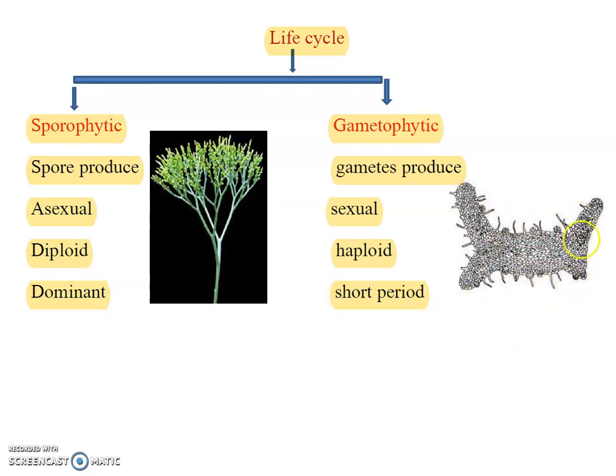This is subterranean, the underground part. This is the aerial one. So these are some differences between the sporophytic and gametophytic stages of Psilotum. The sporophytic stage is dominant, and after the sporophytic stage the gametophytic stage occurs, and after the gametophytic stage the sporophytic stage develops.